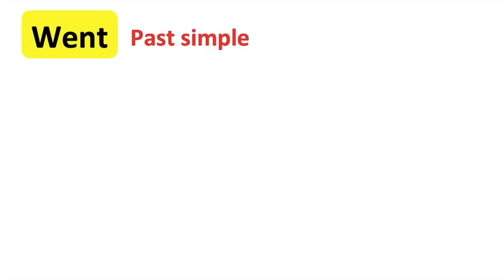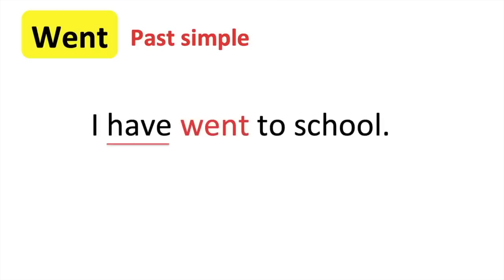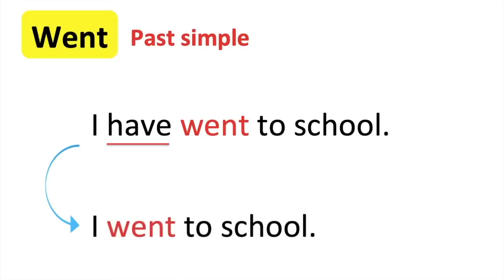A very common mistake is to add an auxiliary verb before the verb went. I have went to school. This is incorrect. Instead, we just say, I went to school.